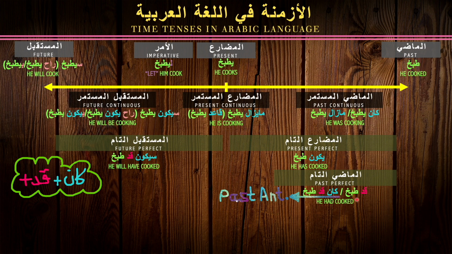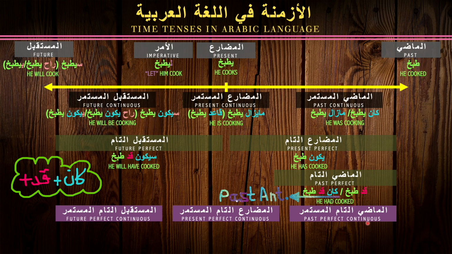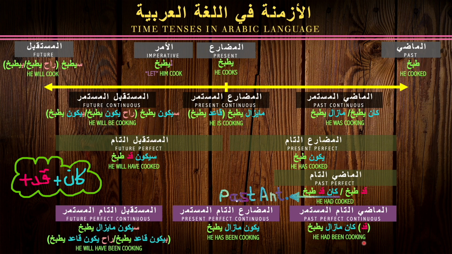كان قد طبخ. He had cooked, but this كان قد طبخ is even more than قد طبخ, like before that. So next, let's see the past perfect continuous, the present perfect continuous, and the future perfect continuous. Examples: he had been cooking. قد كان ما زال يطبخ. يكون ما زال يطبخ, for he has been cooking. سيكون ما يزال يطبخ. He will have been cooking, or if you'd like to say it in today's spoken dialect, بيكون قاعد يطبخ, راح يكون قاعد يطبخ, etc.